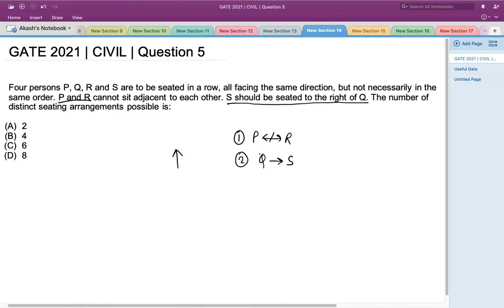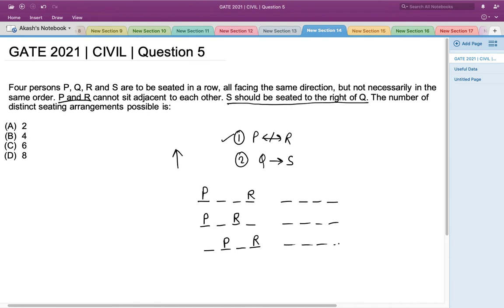So let's first design the seating arrangements taking into consideration the first condition. It's given that P and R can never sit adjacent to each other. So the first possibility is that P is sitting in the first position and R is sitting in the last position. The second possibility is that P is sitting in the first position and R is sitting in the third position. The third possibility is that P is sitting in the second position and R is sitting in the last position. Now this is the order in which P comes first and R comes second. If I switch the order, then I will get additional 3 possibilities where R would come first and P would come second.